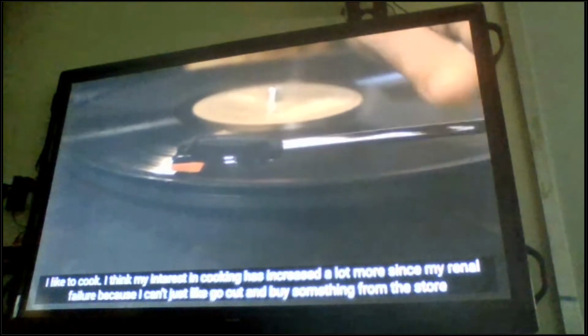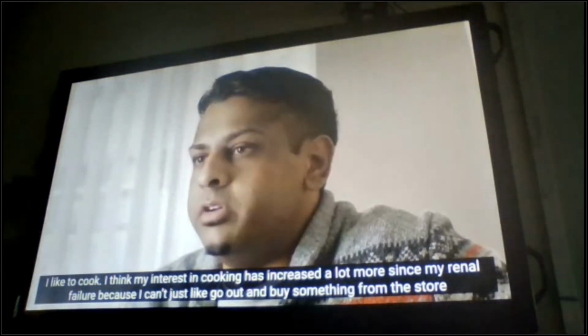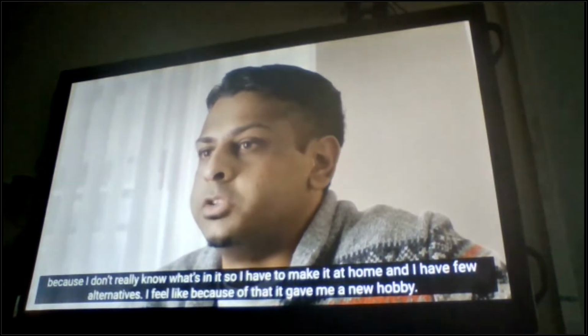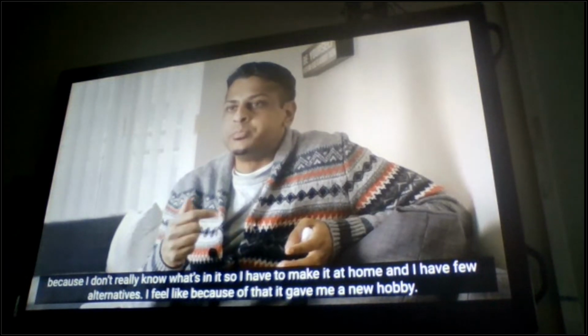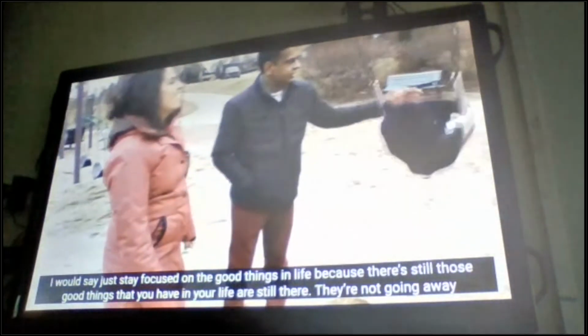I like to cook, and I think my interest in cooking has increased a lot more since my renal failure, because I can't just go out and buy something from the store because I don't really know what's in it. So I have to make it at home, and I have to use alternatives. I feel like because of that, it gave me a new hobby.